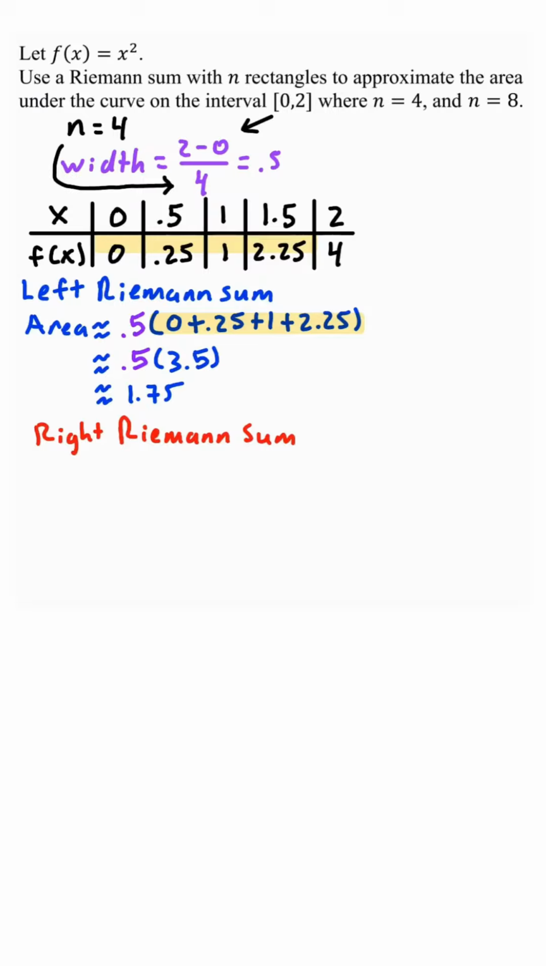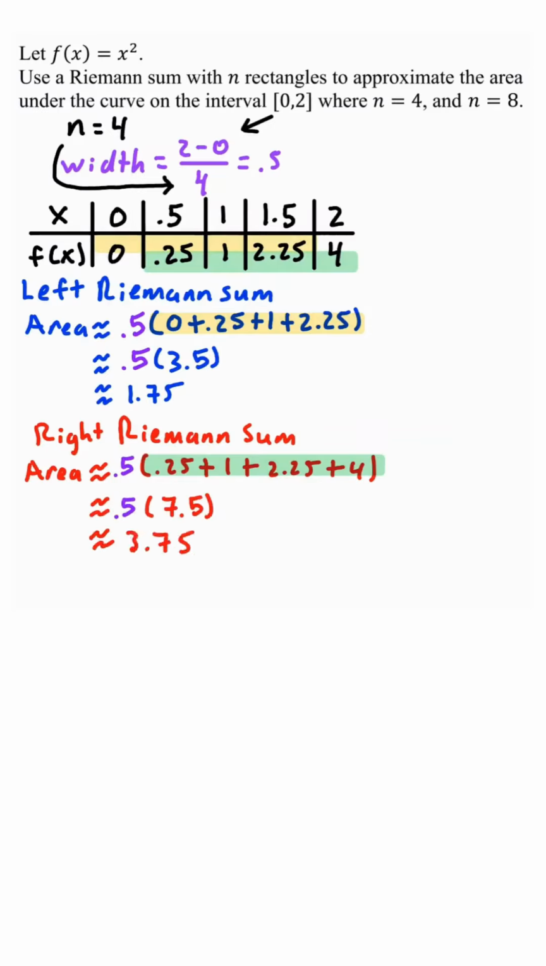For the right Riemann sum, we're going to use the 4 right f of x values. So this area is going to be 0.5 times the sum of these 4 values. Simplify it, and you get 3.75. Meaning the actual area is going to be between these two numbers, 1.75 and 3.75.